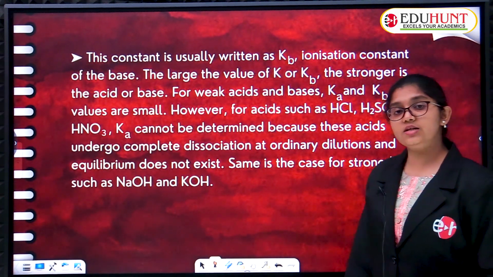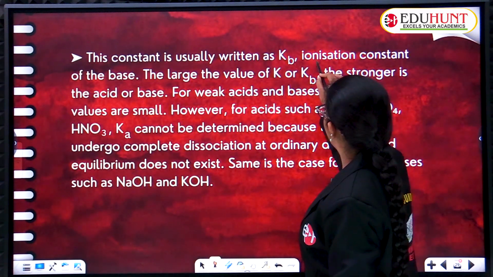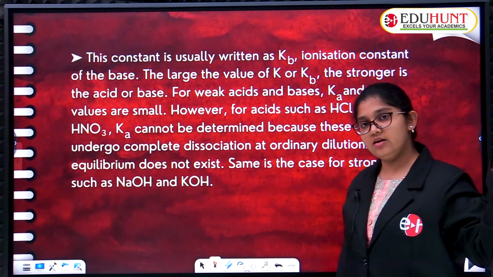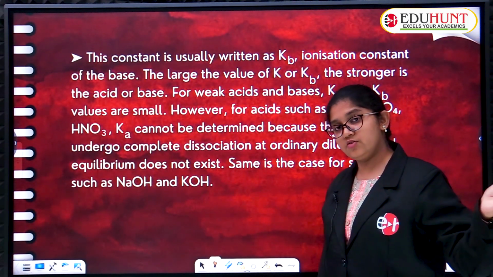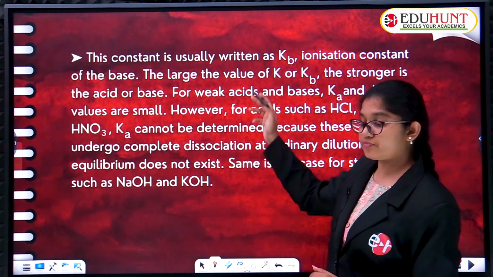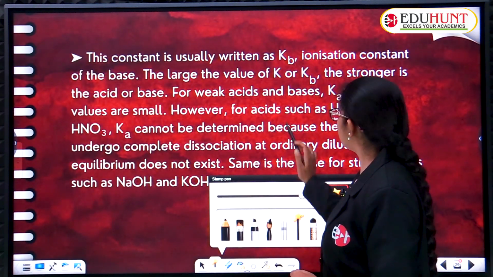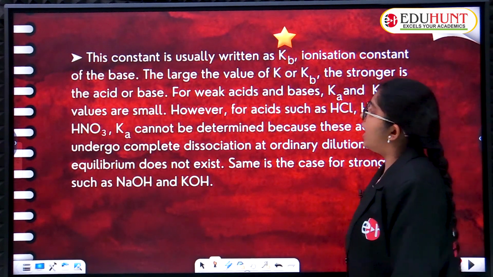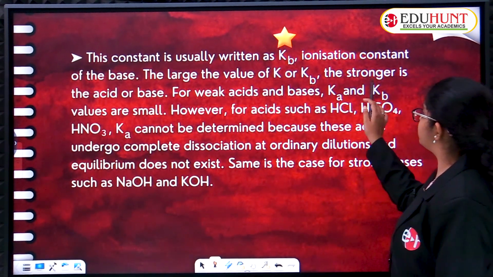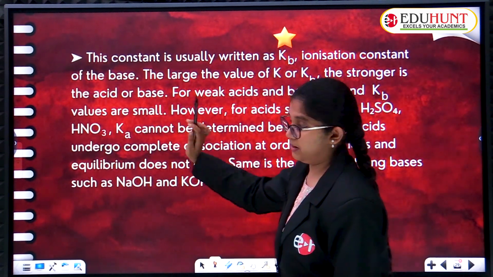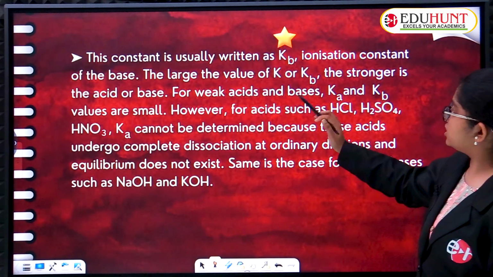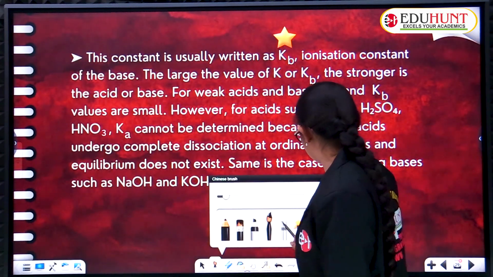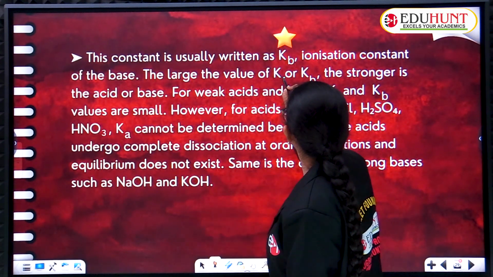This constant is usually written as Kb, the ionization constant for the base. The previous section we know, no? Here Ka is the ionization constant for acid, and Kb is the ionization constant for the base. Now, the larger the value of Ka or Kb, the stronger is the acid or base. Actually here the word "acid" is missing, just a second.